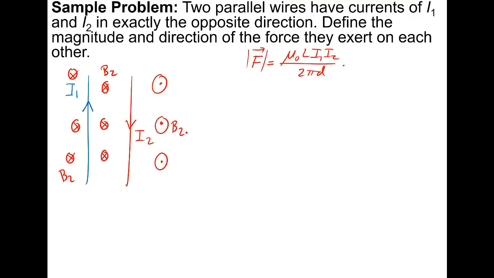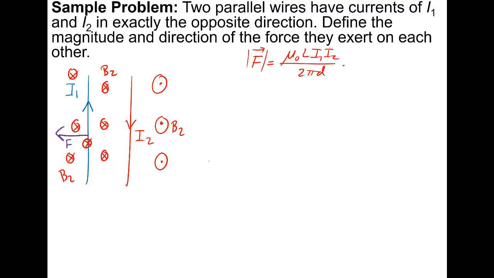So that means that at the location of I1, the field is going into the page, and if you point your finger up and you put your palm facing down or into the page, then we have a force, I'll do a different color, that is to the left.